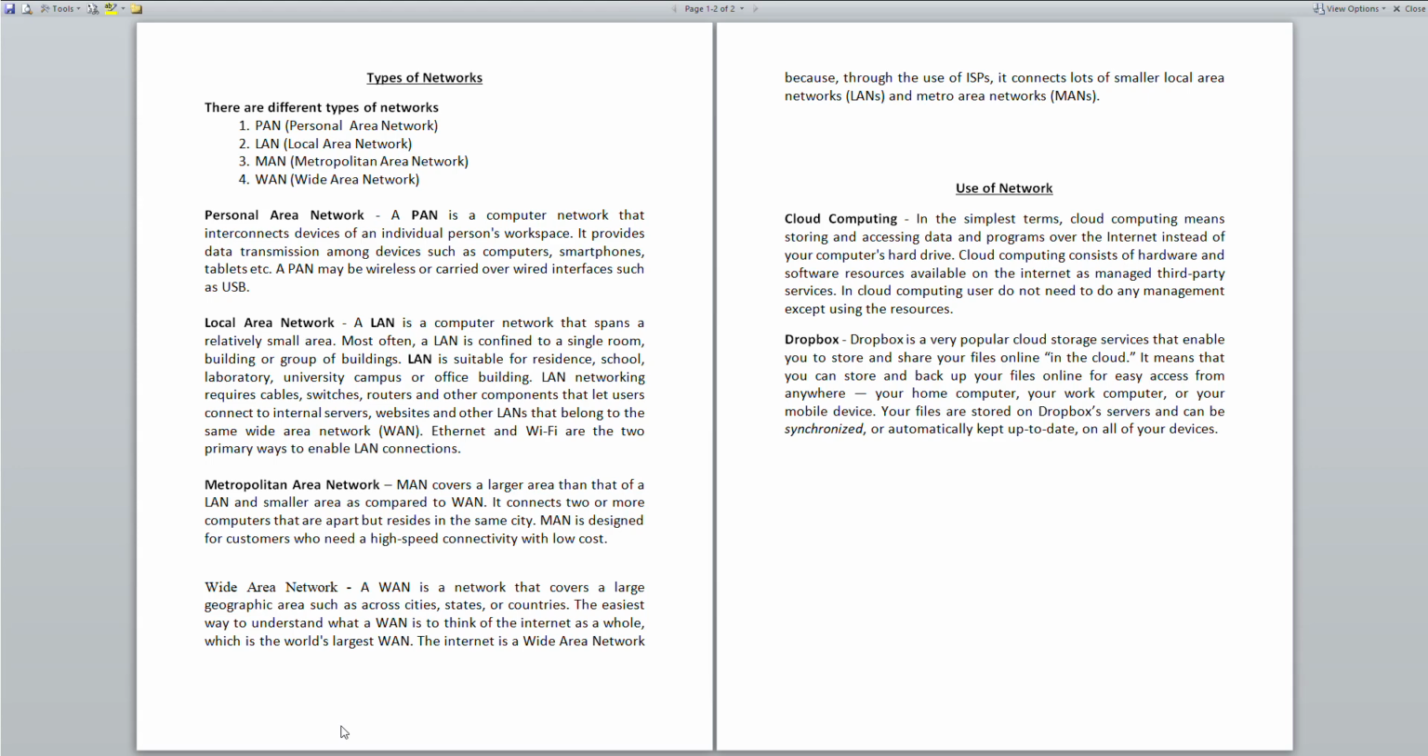Next one that we have is metropolitan area network. Assume that your school has multiple branches. Assume it belongs to Dhaka city and your school has 4 or 5 branches. And all the branches want to connect with each other. Your school management wants to bring them all under the same network. Your branches belong to the same city. So if all those schools are connected under the same network, then that will be called a metropolitan area network.